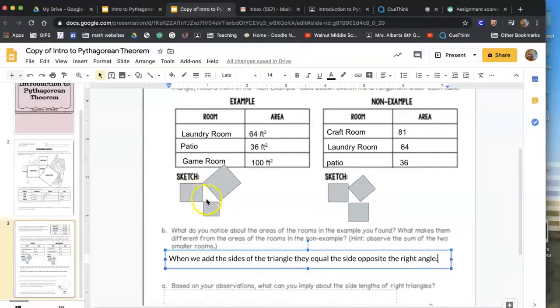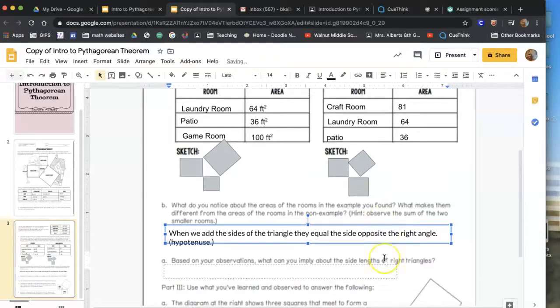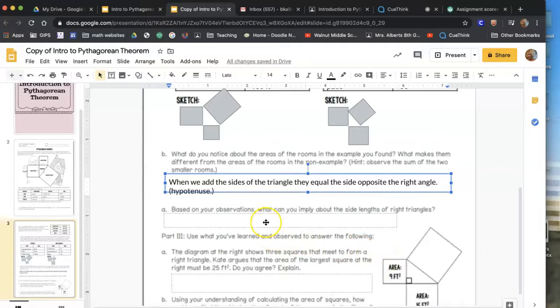So here's our right angle. And he talked about that in the Khan Academy video. This is the side, or the hypotenuse, okay? So then you should have written your answer in like that. Based on your observations, what can you imply about the side lengths of triangles? Well, two sides have to equal the hypotenuse is what I would say.